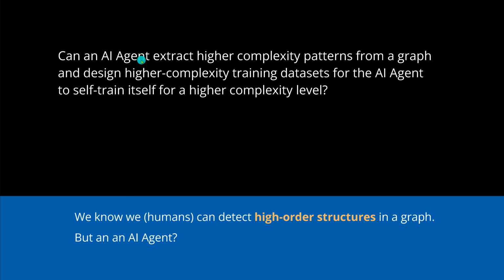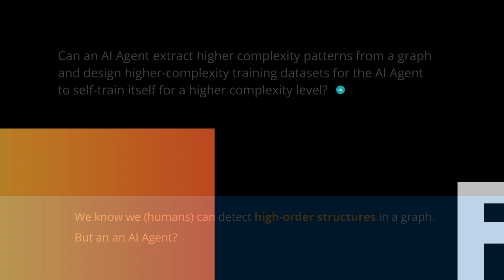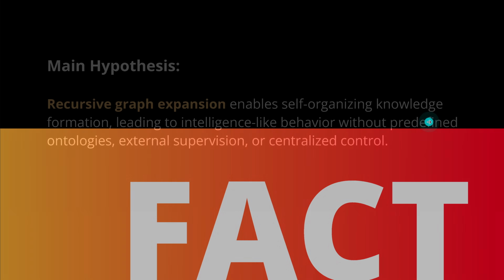Or is the AI agent simply unaware that it is extracting a higher complexity pattern from a graph, because they exist and it built it, this little agent, and thereby designs an artificial higher complexity training dataset, and although not realizing a complexity threshold, it can now self-train itself on a higher complexity level? I find these questions interesting. I'm currently running some tests on this, but you see, this is where AI research is currently heading, and I love this article by MIT.